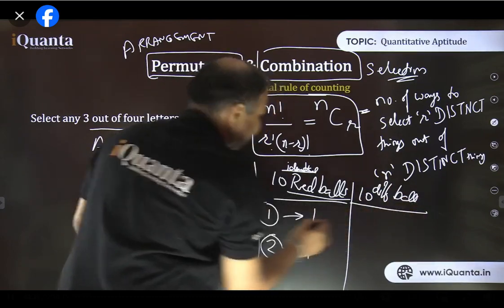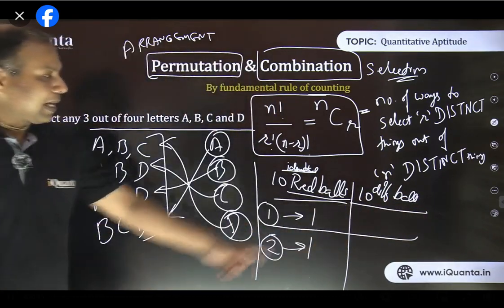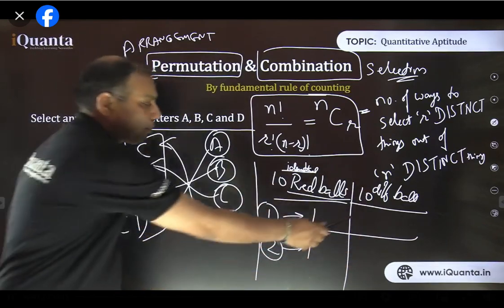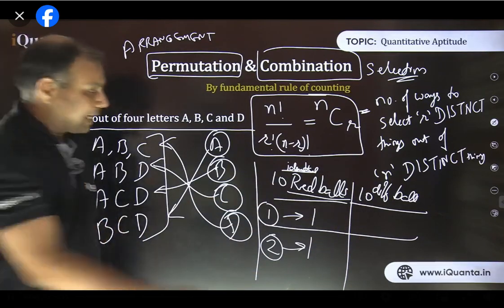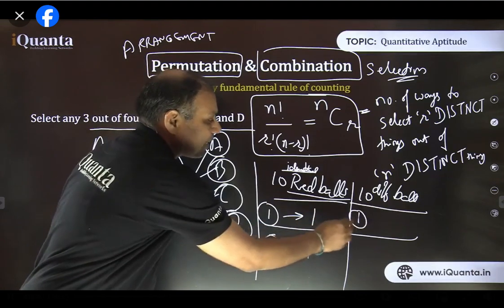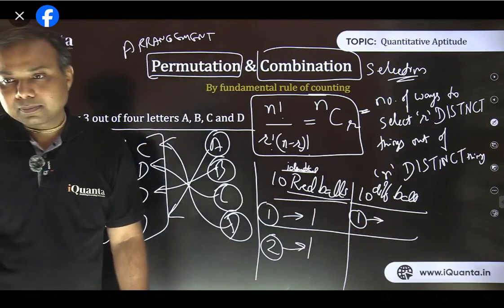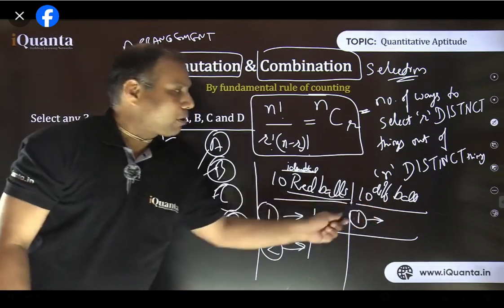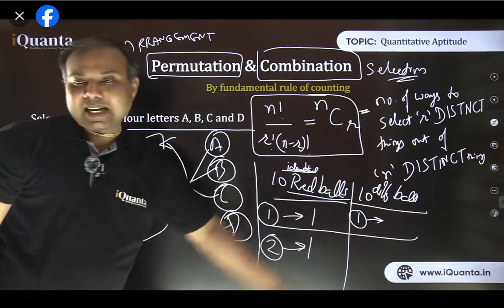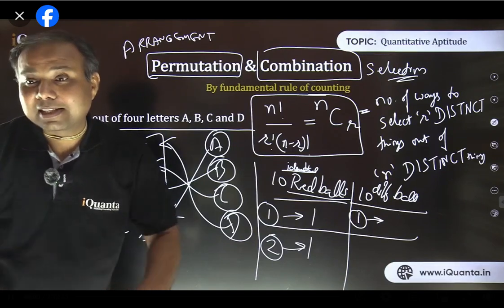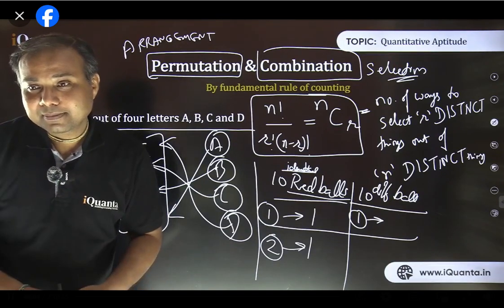If there are 10 different balls, then in how many ways can you select one ball? Please tell me. Yes, if there are 10 distinct or different balls, in how many ways can I select one ball? It is 10 ways, right?